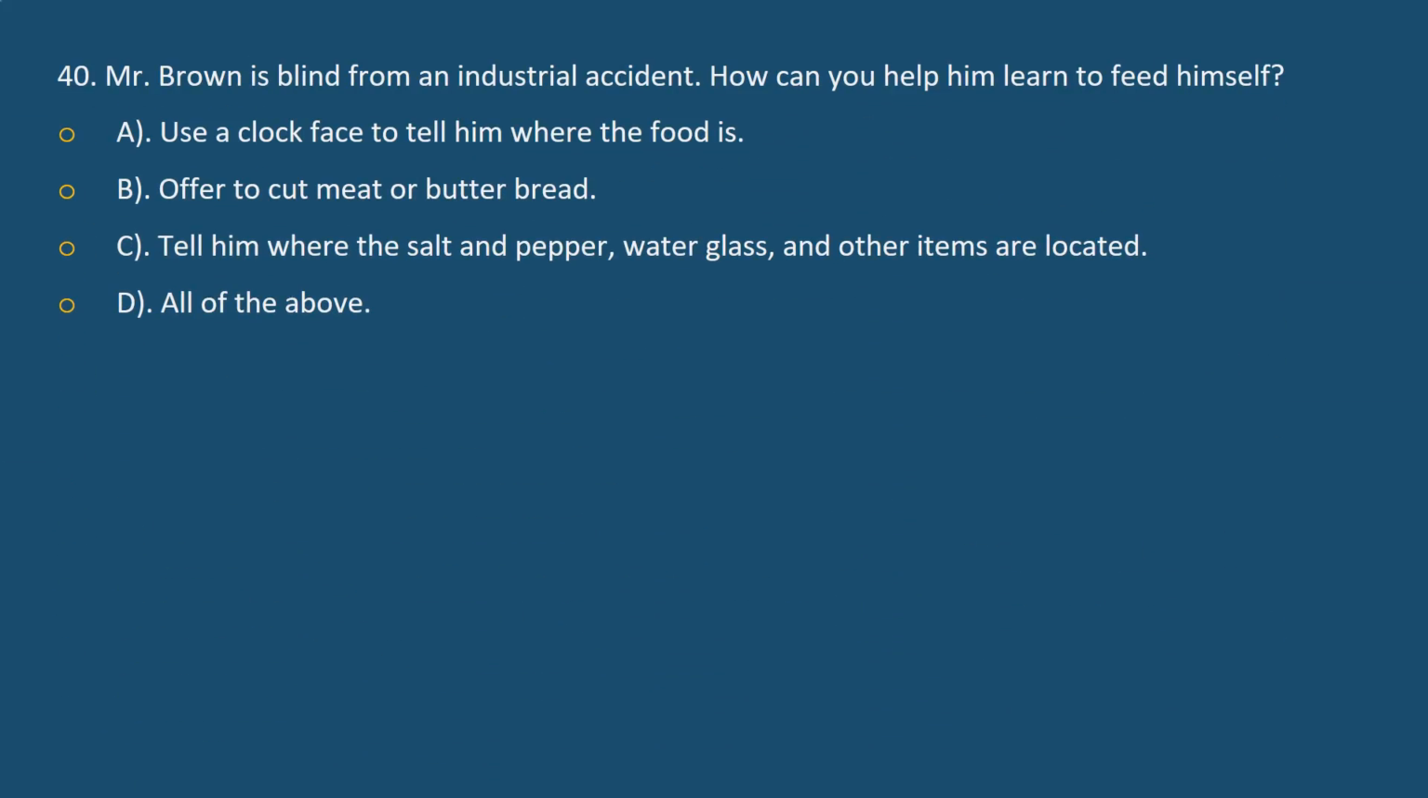Question 40. Mr. Brown is blind from an industrial accident. How can you help him learn to feed himself? A. Use a clock face to tell him where the food is. B. Offer to cut meat or butter bread. C. Tell him where the salt and pepper, water glass, and other items are located. D. All of the above.